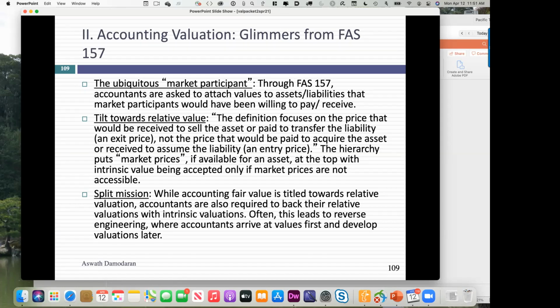Until fair value accounting confronts this question of, are you interested in value or price? You're going to get this insane amount of confusion about what do we do? How do we attach numbers to assets? Because you don't have your mission right.